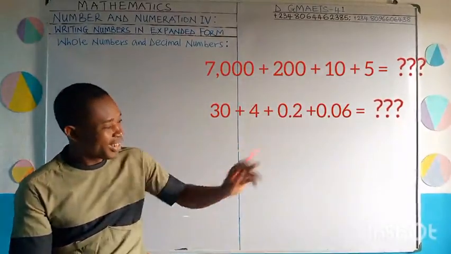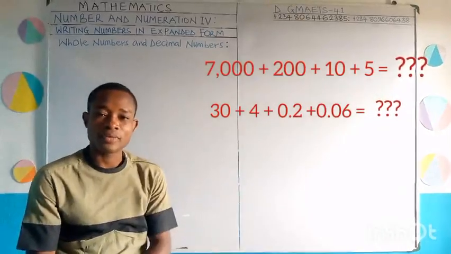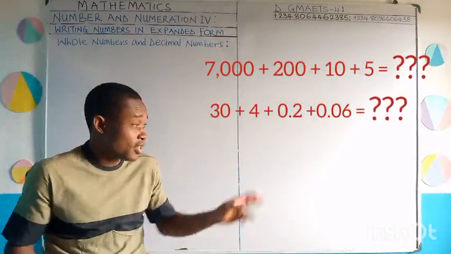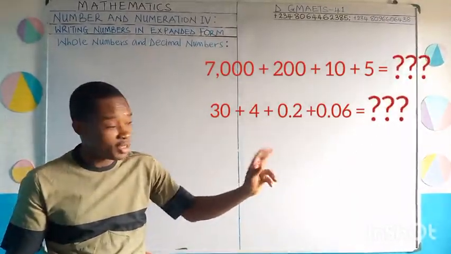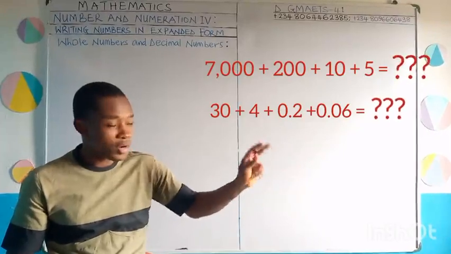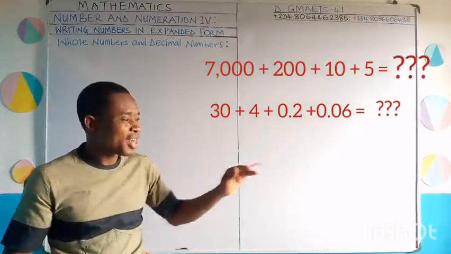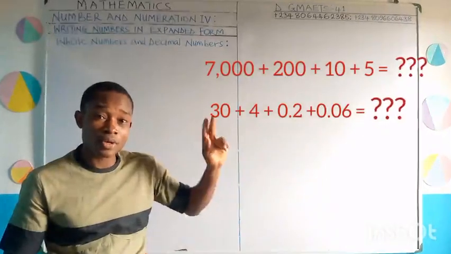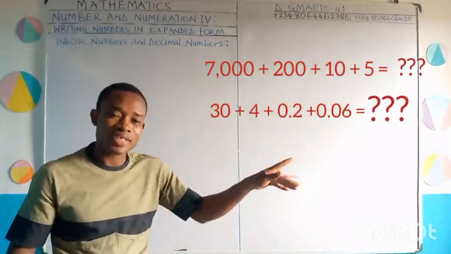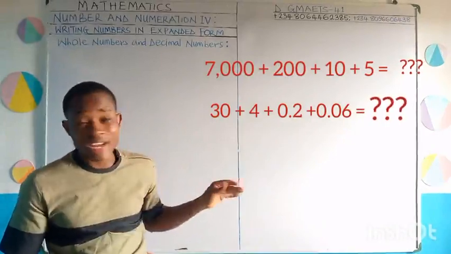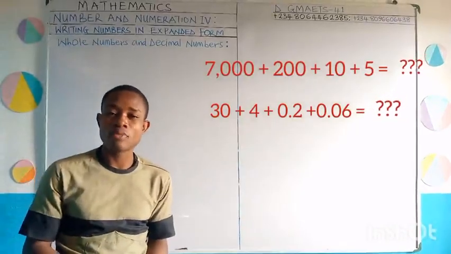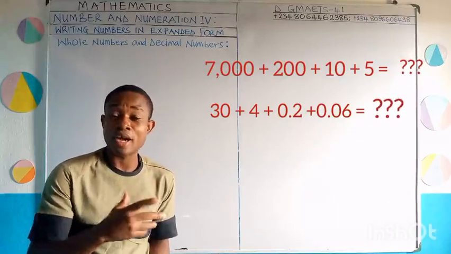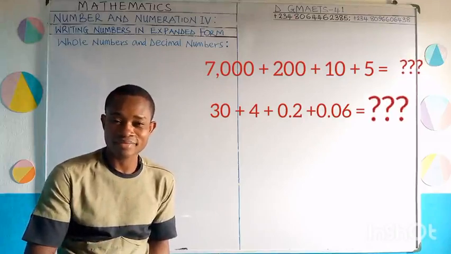Then the second one clearly is a decimal number. How did I know that it is a decimal number? Of course, you can see for yourself. You can see the decimal digit 0.2. You can also see 0.06. So because in that number 30 plus 4 plus 0.2 plus 0.06, it contains decimal points. That simply tells me that that number is the expanded form of a particular decimal number, which of course you are going to find out at the end of this lesson.